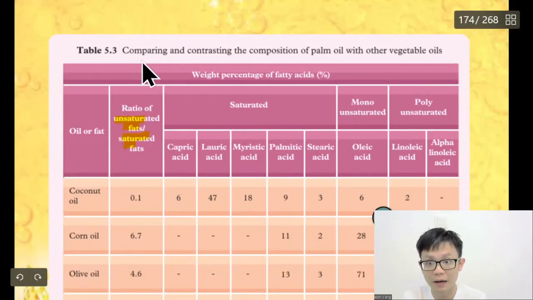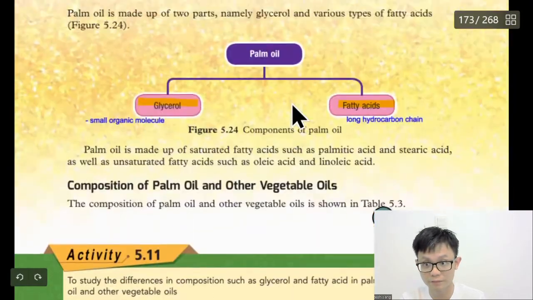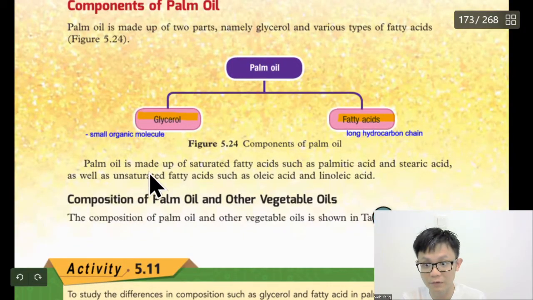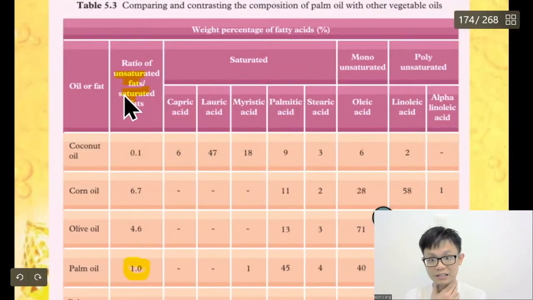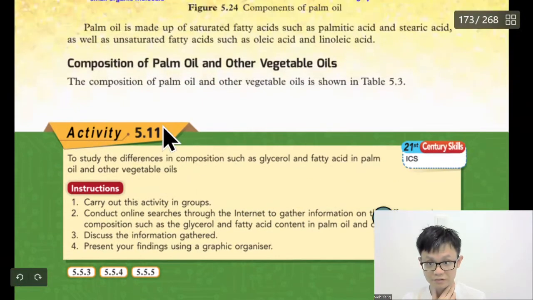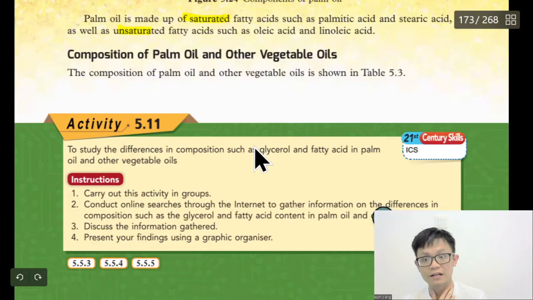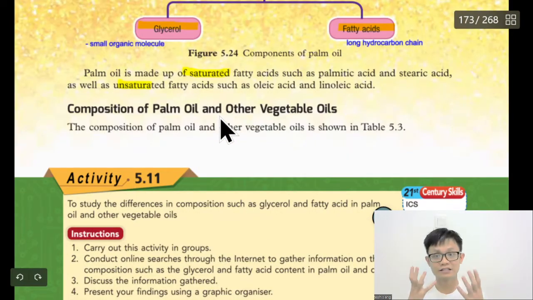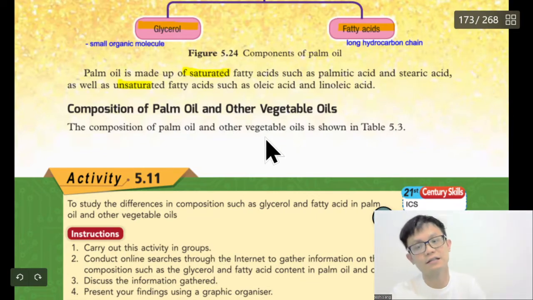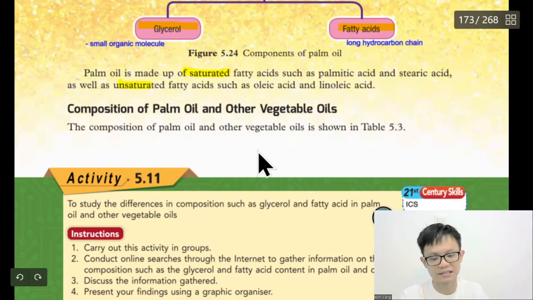After that, we learn about comparing and contrasting palm oil and vegetable oil. Palm oil is made of saturated fatty acids such as palmitic and stearic acid, as well as unsaturated acids. So oil has two types: saturated and unsaturated. You know the meaning of saturated or not? In English, if you find it in the dictionary, saturated is full, full with fatty acid.